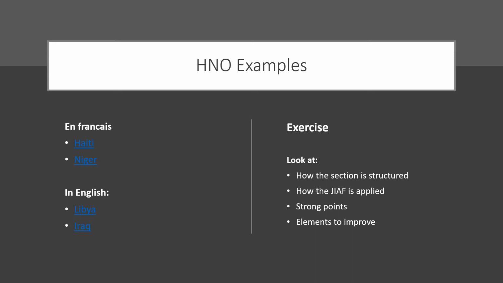The links to the HNO examples are embedded in this slide and are available in the resource folder. Now for the exercise, take 20 or 30 minutes, go directly to section 1.4 and then look at how the section is structured, how the JIAF is applied, note any strong points, and maybe elements you think could be further improved. When finished, you can unpause the presentation and continue.